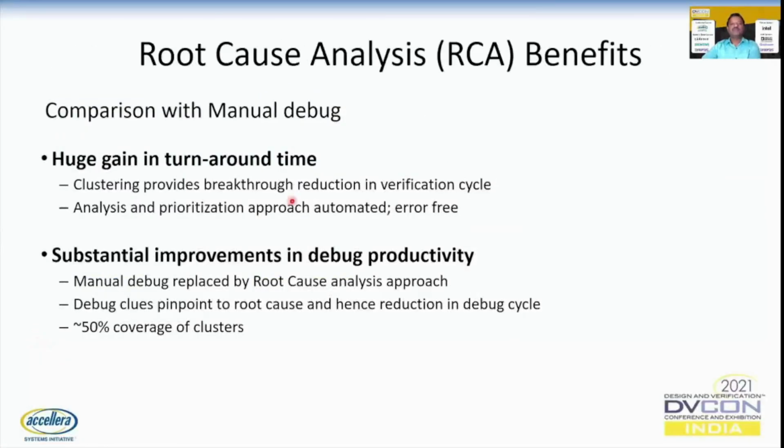In terms of benefits, root cause analysis brings a lot of efficiency as compared to manual review and debug of the results. Analyzing prioritized clusters, or simply a set of root causes, is easy and fast for designers. Automated clustering and analysis are error-free. With the debug clues provided, designers gain further productivity by easily resolving the design issues.